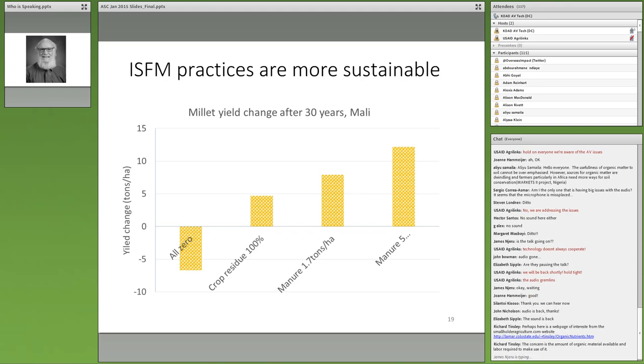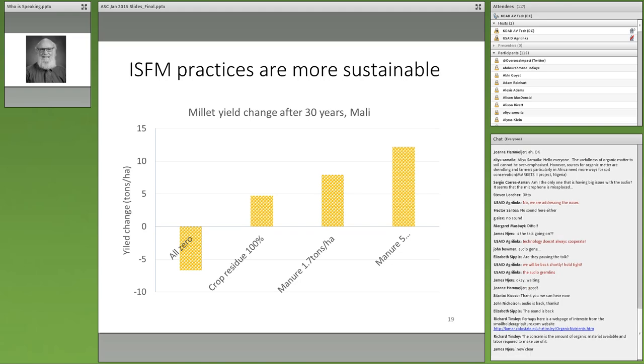Now we also look at the ISFM over a long period of time. Again, 30 years, this was a simulation where the farmers are not applying anything over the 30-year period. The yields declined by quite a lot. But as you increase the crop residues and manure, plus the fertilizer here, you see that it is sustainable over a long period of time. The yields are not declining.